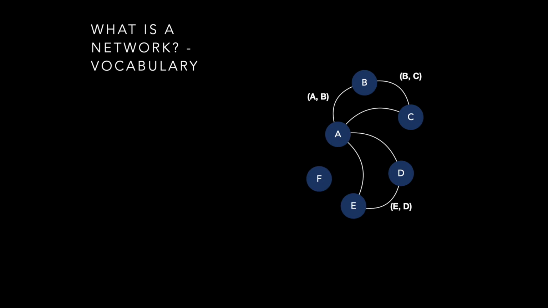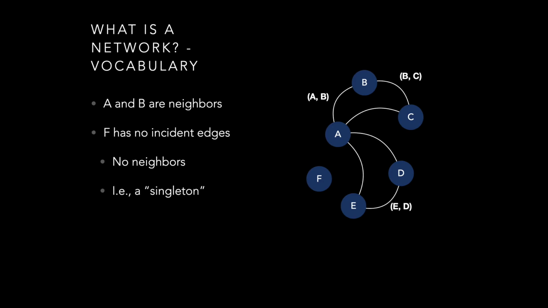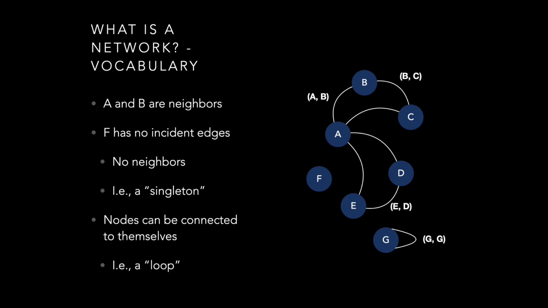So before we move on, let's give you some more vocabulary about networks. If there's an edge between A and B, we call A and B neighbors. If this node F has no incident edges, that means that there are no edges connected to it, or no tuples in our set E, then we say F has no neighbors and is what we call a singleton. And we can also allow for edges between a node and itself, and we call these loops or self loops, which you can definitely have, especially now on Twitter. You can retweet yourself, these kinds of relationships that are maybe not as common, but definitely possible.